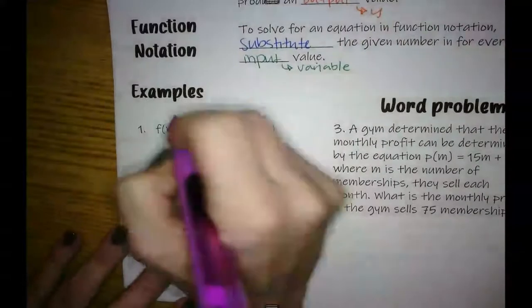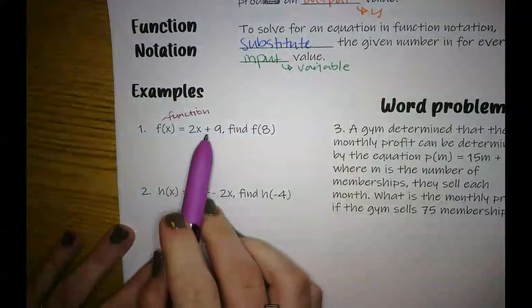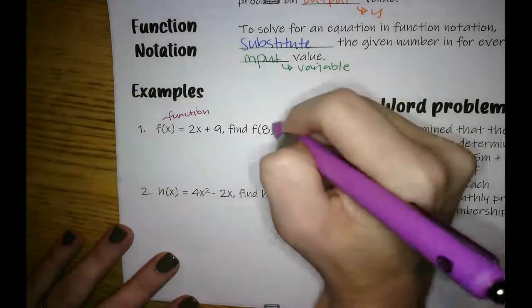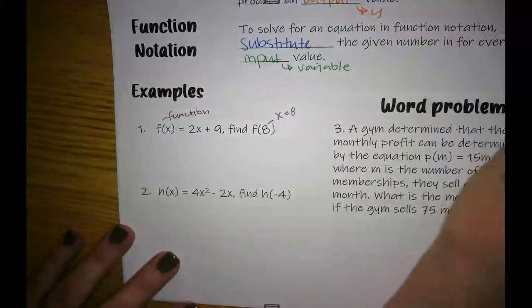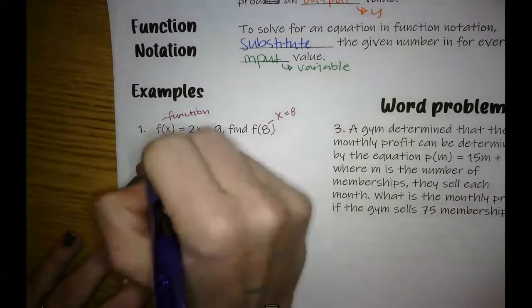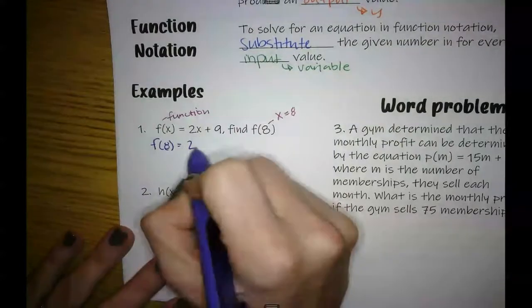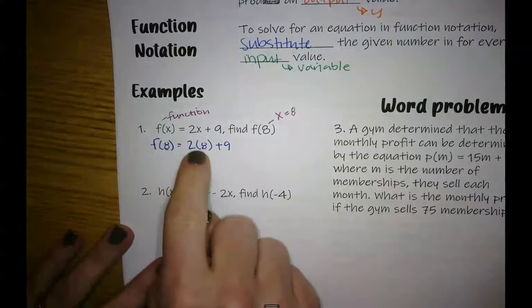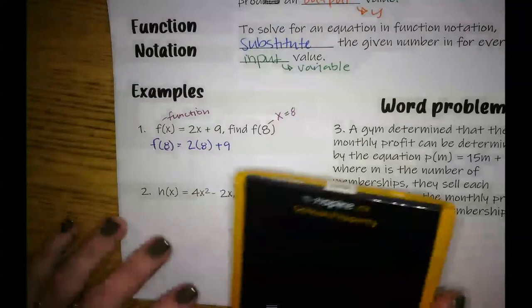Let's look at example number 1. So it says f of x. This is just a function, 2x plus 9, and we want to find f of 8. So wherever we see x, we're going to put in 8. So that's what that means. So f of 8 equals 2, I see an x, so I'm going to put in an 8 here plus 9. So really, we've got 2 times 8 plus 9. So two different ways of doing this in our calculator.